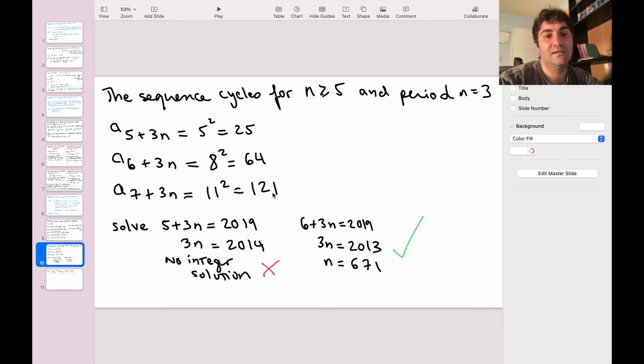So if we want a2019, we're going to solve these equations, set them equal to 2019, and see if we can find an integer solution. So the first one, 5 plus 3n equals 2019, means 3n is equal to 2014. That has no integer solution. We'll try the second one. 6 plus 3n equals 2019. 3n is equal to 2013, and n is equal to 671. So this works, and that's what we're going to choose.